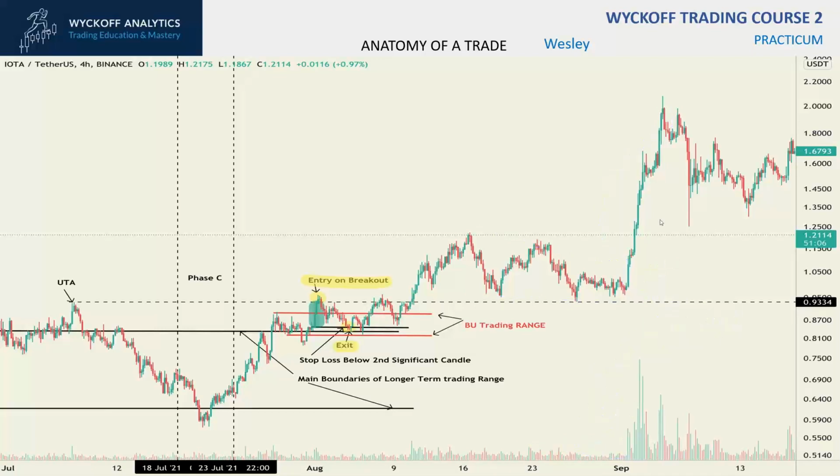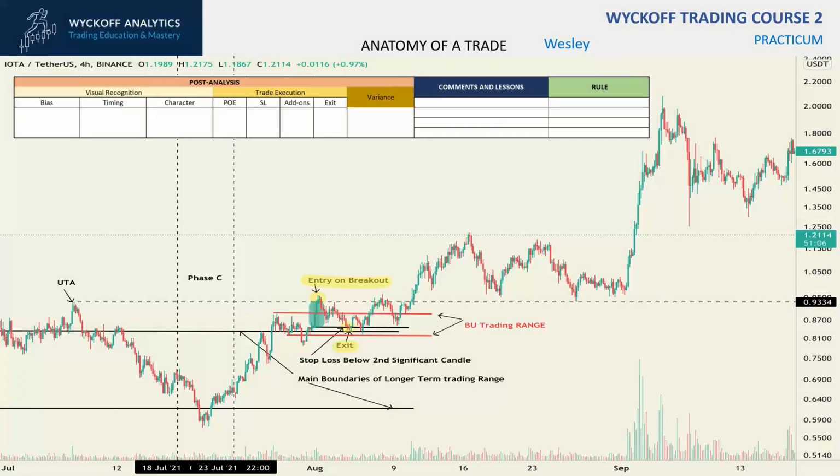All right, well, let's go through the post analysis front. So what would we do here? Well, I think he got the bias right, so I give him a yes on that. Do you agree? Yes. The timing was a little bit off, although he did recognize the backing up action, sign of strength, and so on and so forth. But maybe a 50-50 on that, Roman.